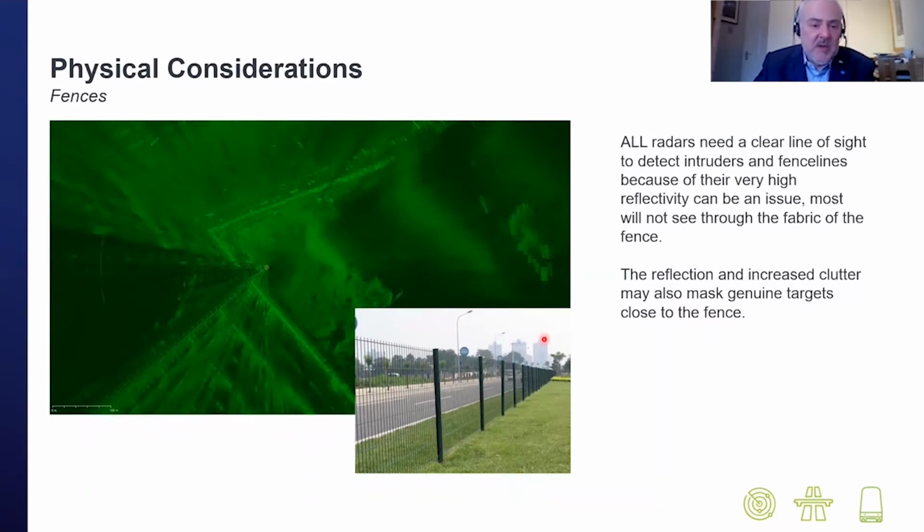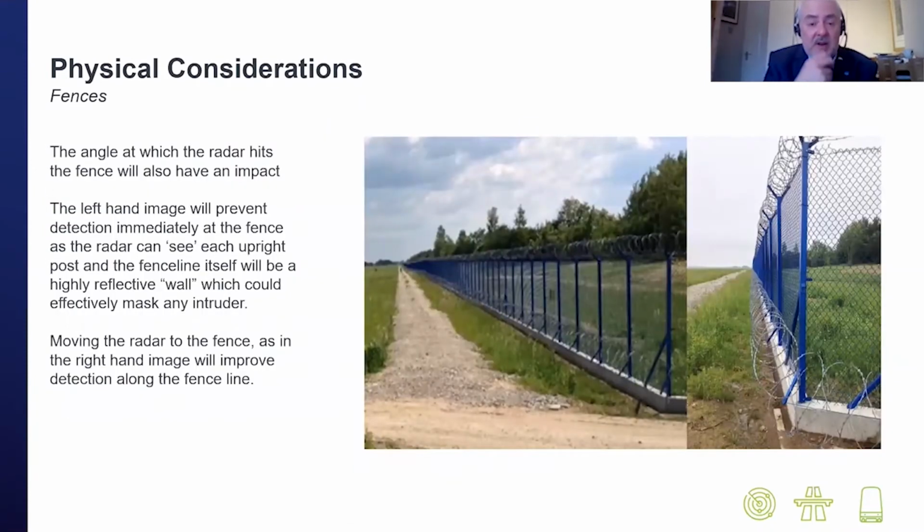So you can see a few examples here, really. We've got a radar here, and you can see the reflection from the fence, pretty substantial there. That reflection and the increased clutter around the fence may potentially mask some genuine alarms until they move further into the site. The angle at which the radar hits the fence will also have an impact.